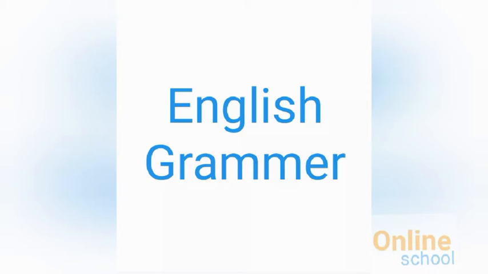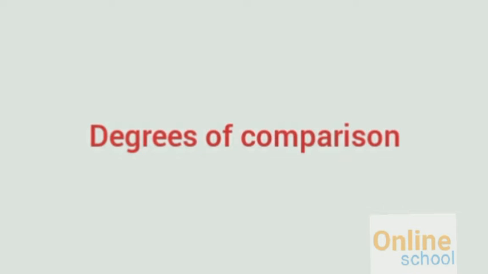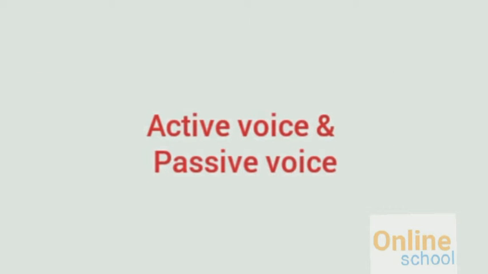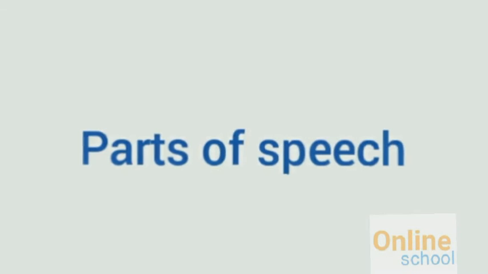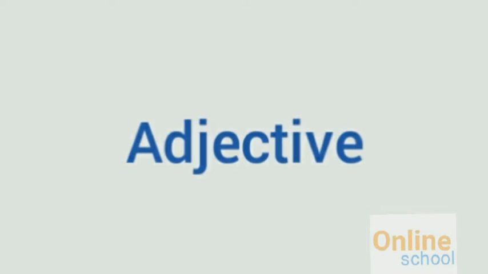To learn English grammar, we have to learn parts of speech, phrases, clauses, singular and plural, tenses, degrees of comparison, simple, complex and compound, active voice and passive voice, articles, preposition, etc. So for parts of speech, we have to know about noun, pronoun, adjective, verb, adverb, preposition, conjunction, and interjection. In this class, let us discuss about adjective.